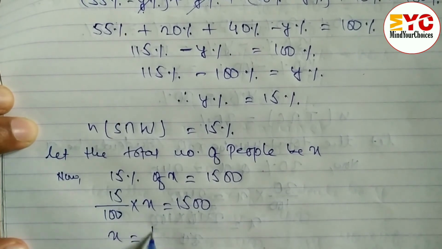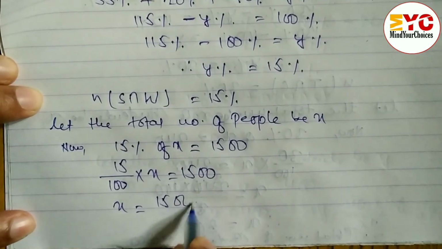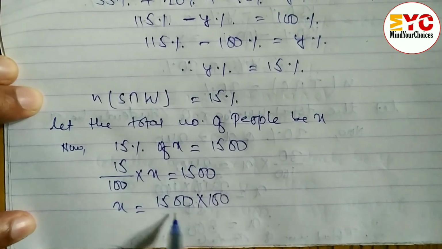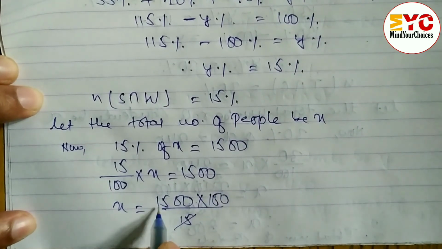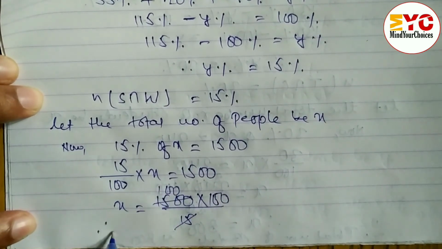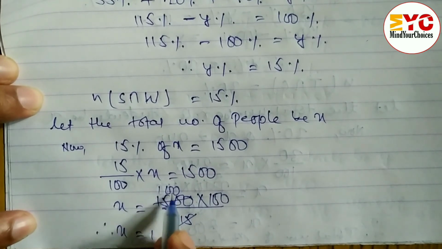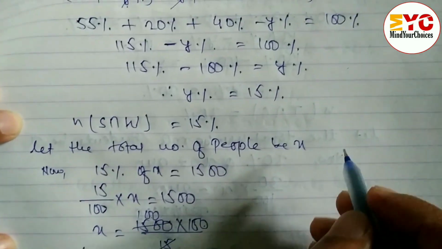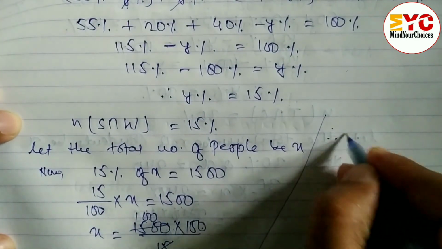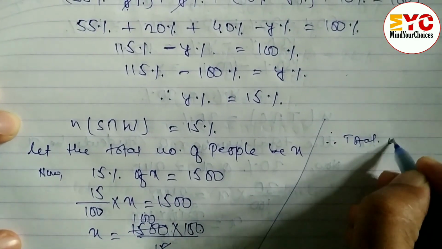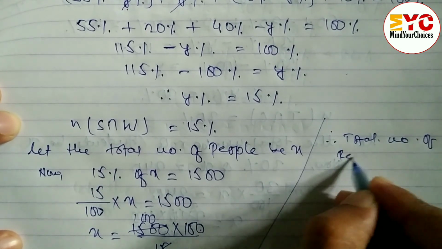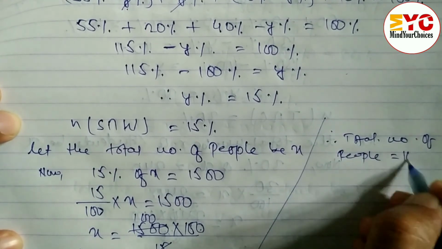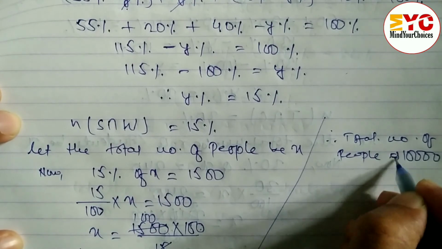Let's cross multiply. 1500 into 100 by 15. 15 ones are 15, and so x is equal to 10,000. So the total number of people is 10,000.